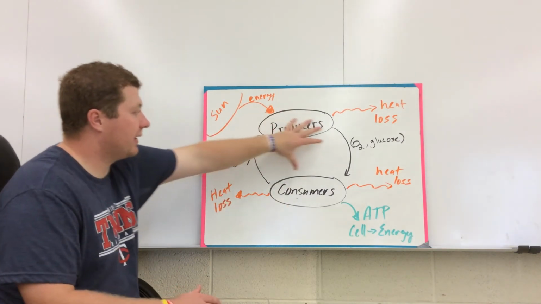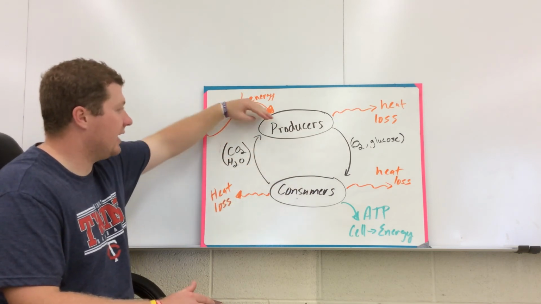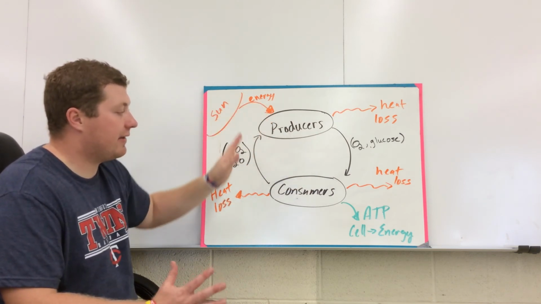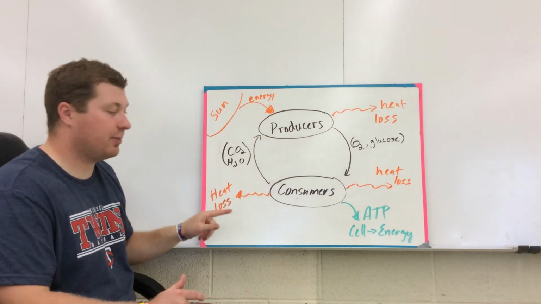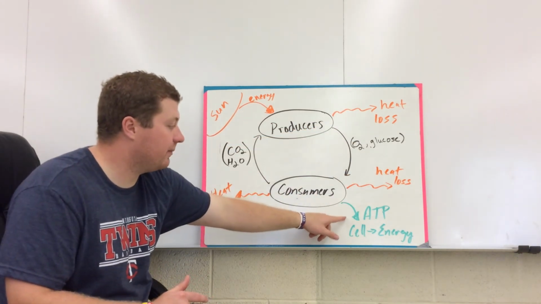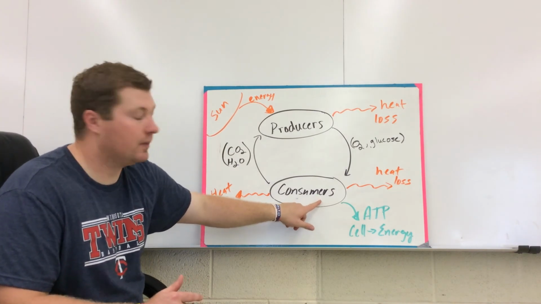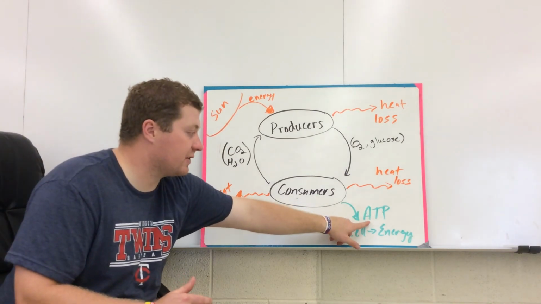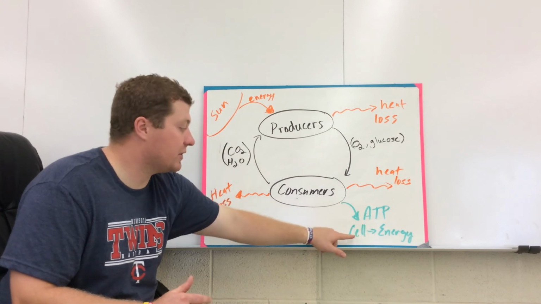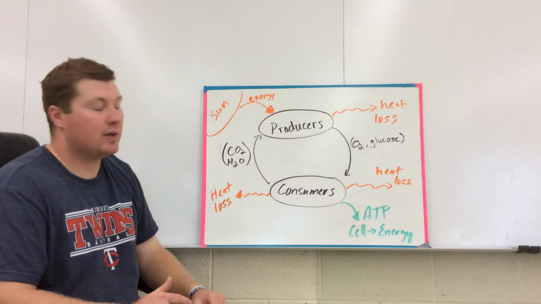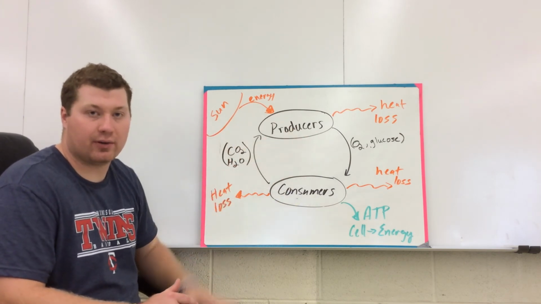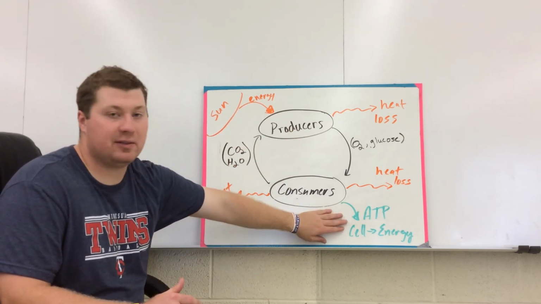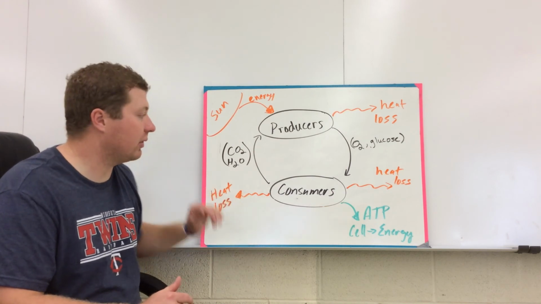Now, if you look at this whole part as a system, we see that energy comes in, but we also have energy leaving. We have energy leaving in the heat lost portion, but we also have energy at the consumer level. All consumers produce a molecule called ATP, which is cell energy. So this is the net gain that we get from this. We lose a bunch of heat to our environment and our surroundings, but we gain this ATP molecule, which is extremely important, and we'll learn more about it as we get into cellular structure.